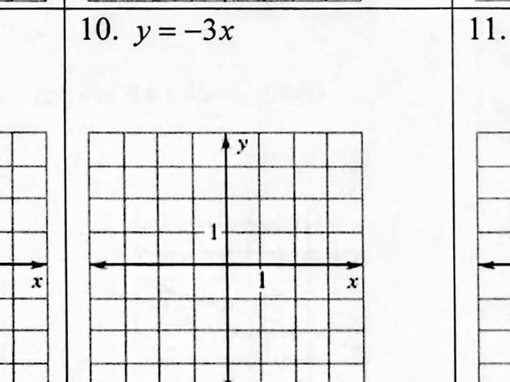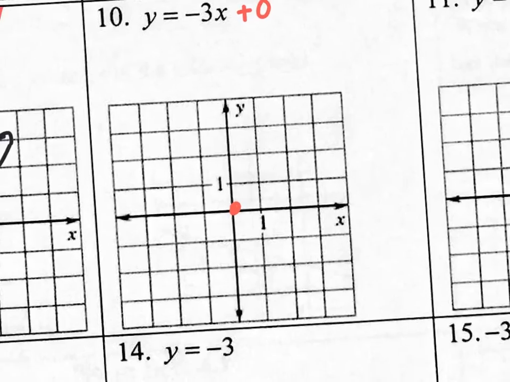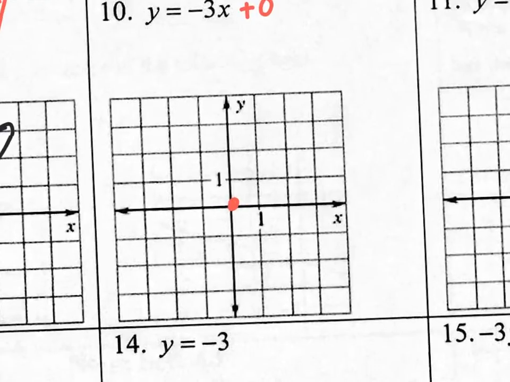Doing this whole worksheet in 10 minutes. Where does this one cross the y-axis? The b value is 0. So it crosses at the origin. What do I do from that point? Down 3 to the right 1. So let me zoom out a little. Down 3 to the right 1, you'd end up right here. Connect the dots, and you're done.